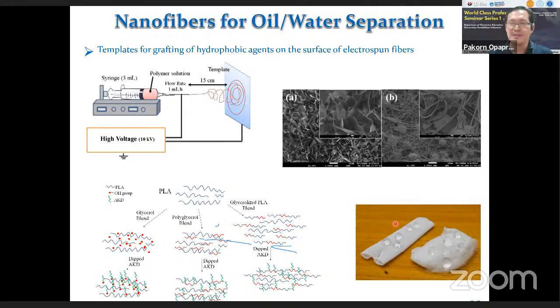So we use the product from the chemical recycling of PLA that contains a lot of OH groups. So this OH group can react with a hydrophobic agent that we have developed. So once we mix this together, we can make fiber that has super hydrophobic properties on the surface.